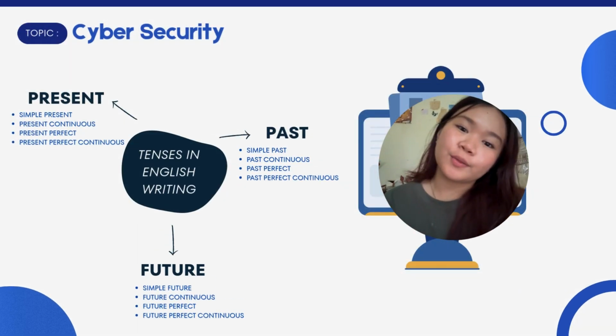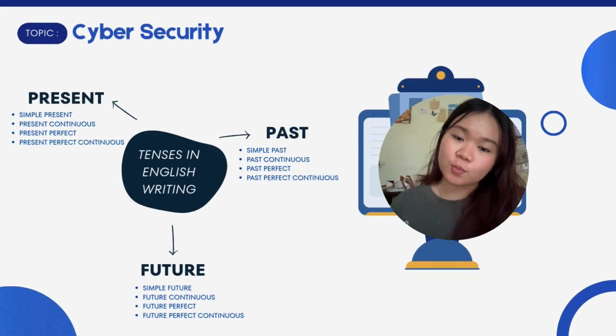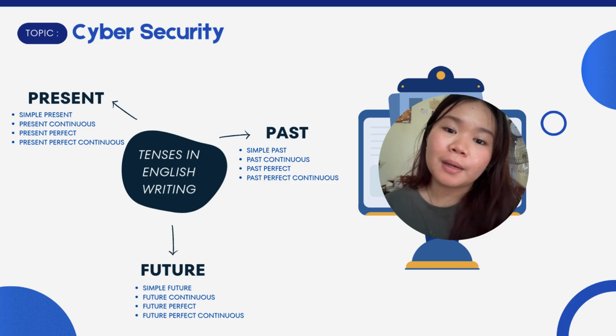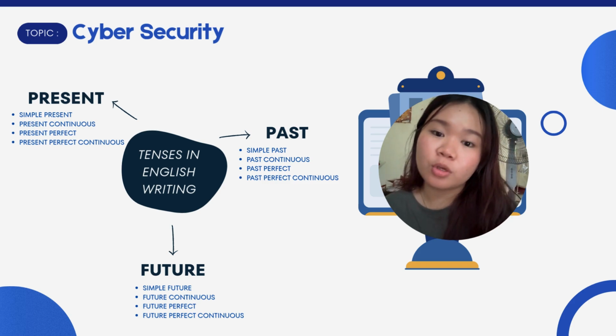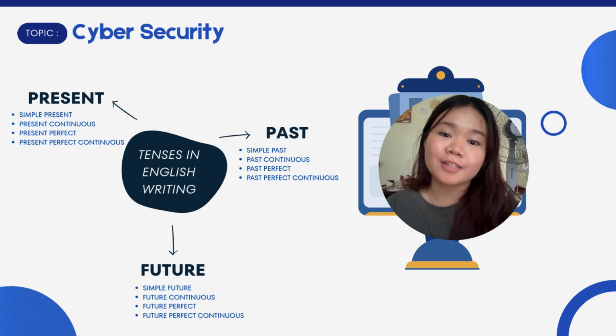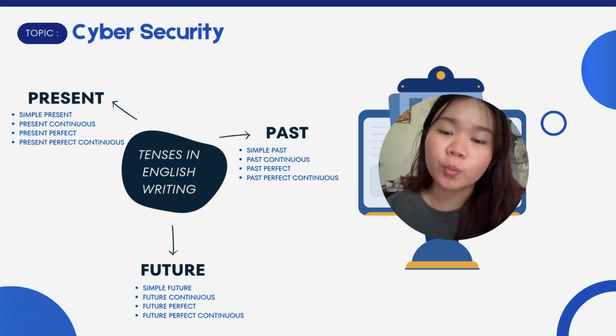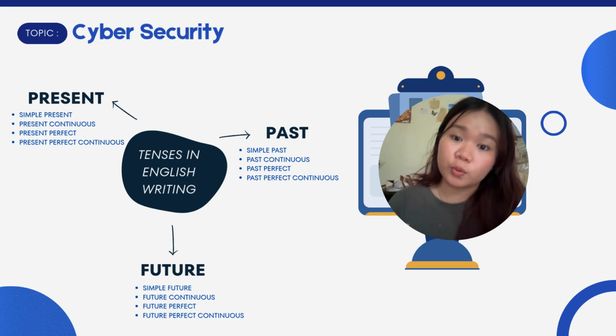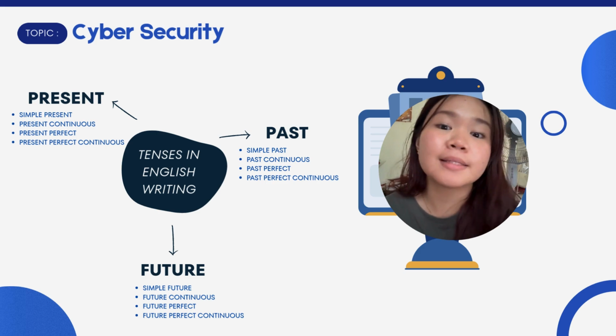Hello everyone. So today me and my friends will be explaining about the tenses that we usually use during English writing. As we all know, we have three tenses that we usually use, which are present, past, and future.